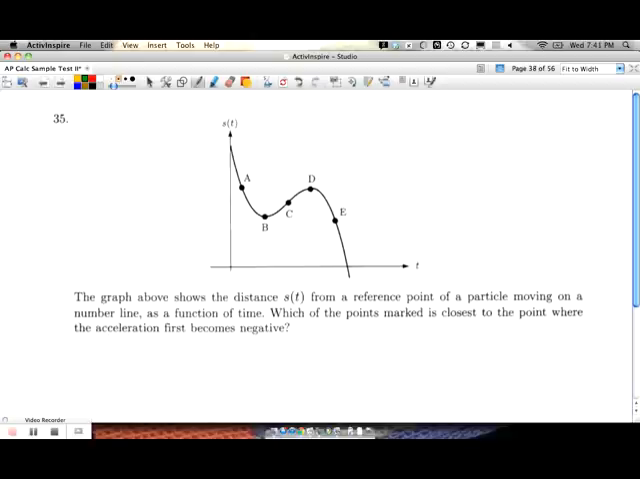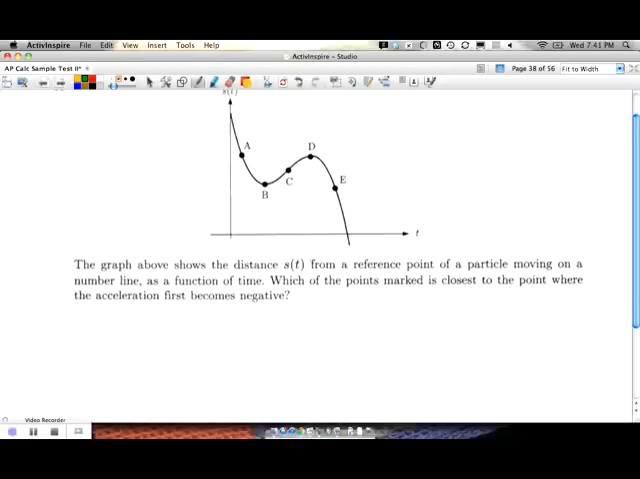Let's look at the next one. Number 35. The graph shows the distance s of t from a reference point. So each of these represents a distance of a particle moving on a number line as a function of time. So here's its distance, and here's time. So it starts very far away, it gets a little bit closer, and then it goes further away, and then it gets closer again. Which of the points marked is closest to the point where the acceleration first becomes negative?